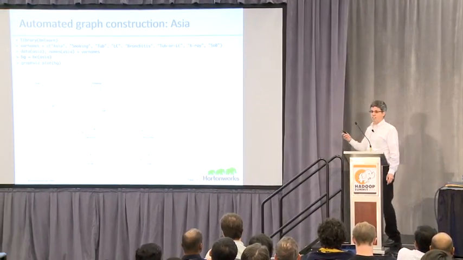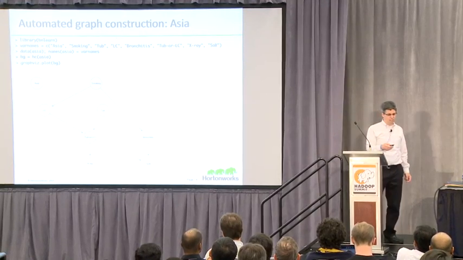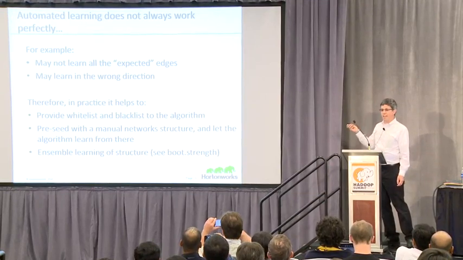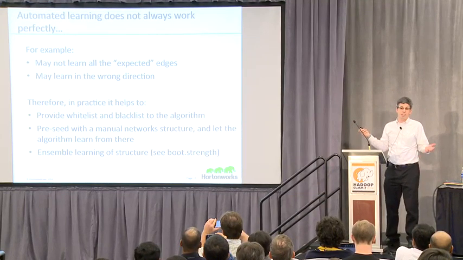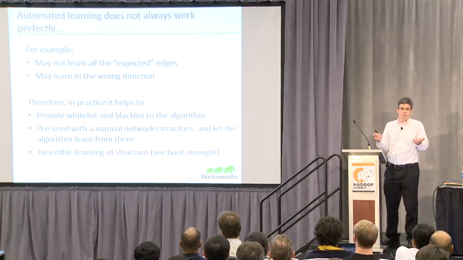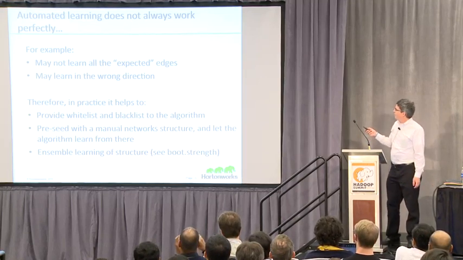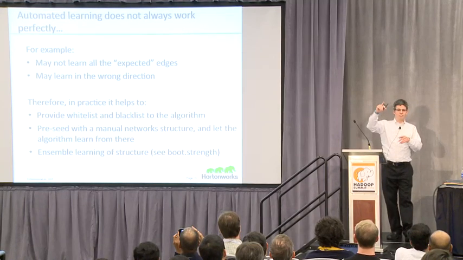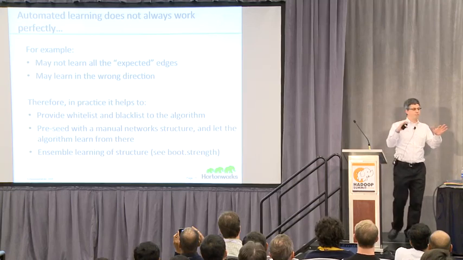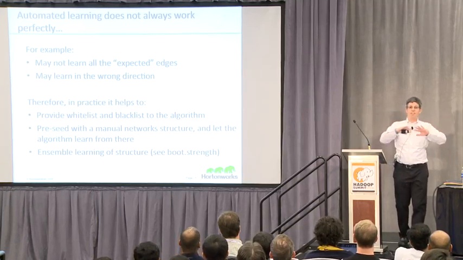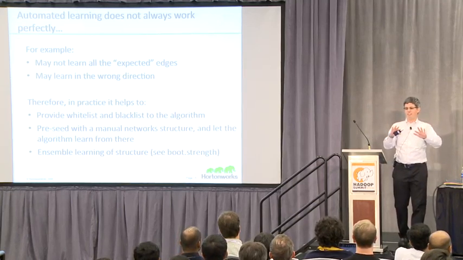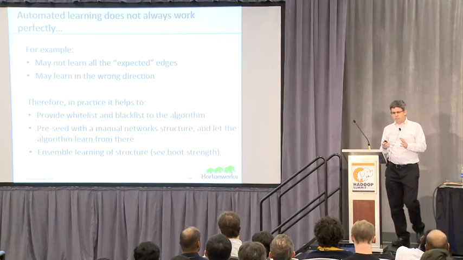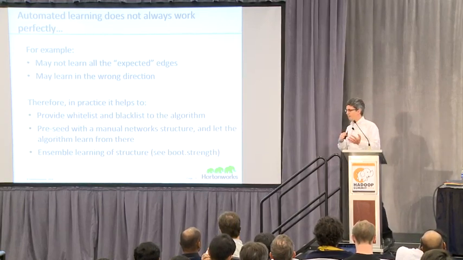And learning it from data is not ideal. It doesn't work all the time. It may not learn the right edges. If you know what they are, that's good, and at least you can test. Sometimes you don't know what the right edges are. And it may learn the arrows in the wrong direction, too. A lot of times, a couple of these algorithms can learn five different networks that look the same to the algorithm, but they have different directions. So what I found useful is to combine manual and automated learning.